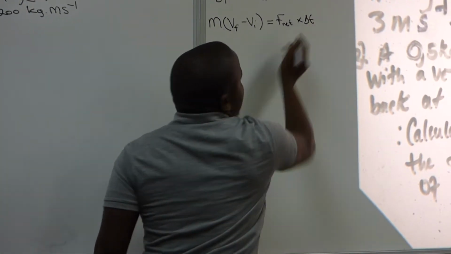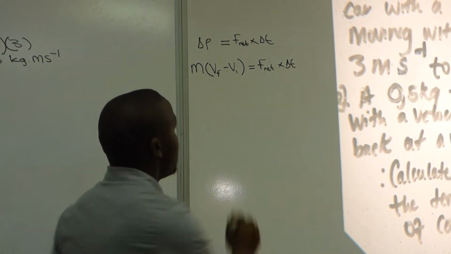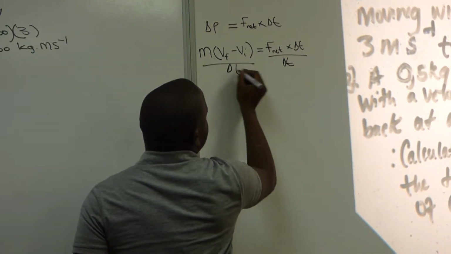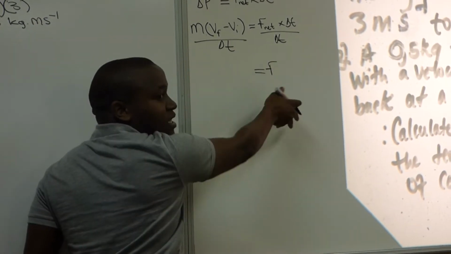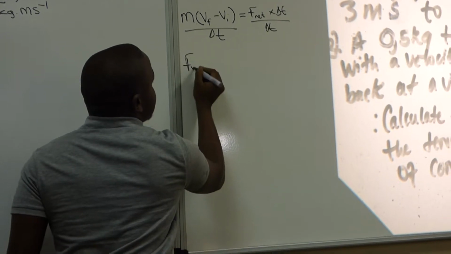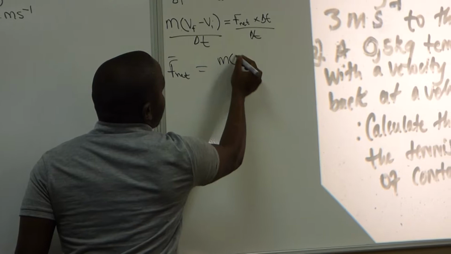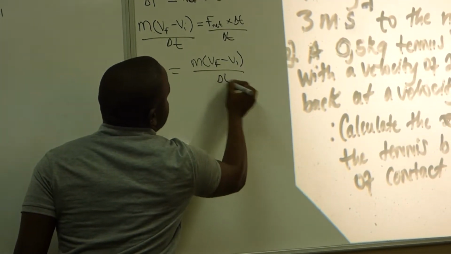Delta t. Can you then allow me to divide by delta t so that I have F net? I divide by delta t. So I have F net. Can I write this F net this side and the rest that other side? Good. Now I have F net is equal to m (Vf minus V initial) over delta t.